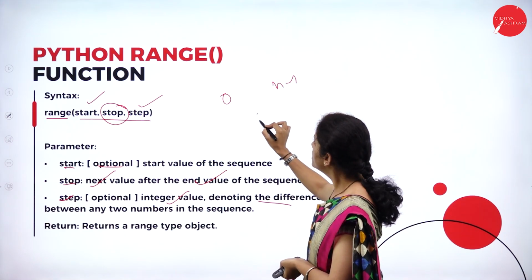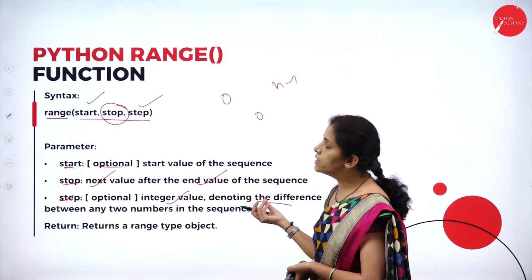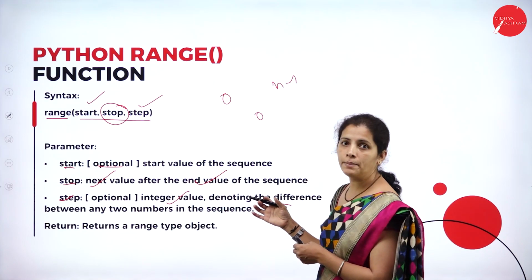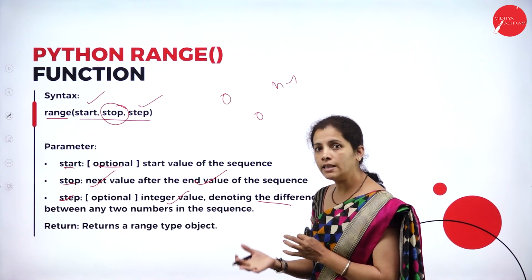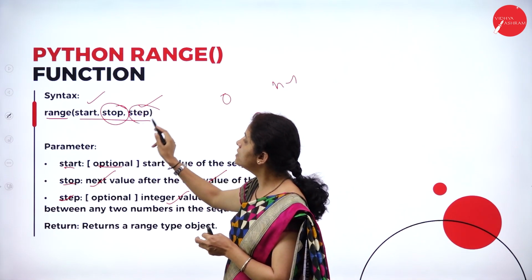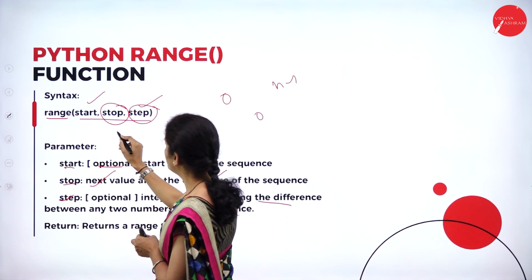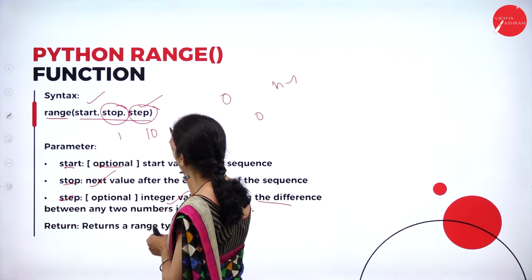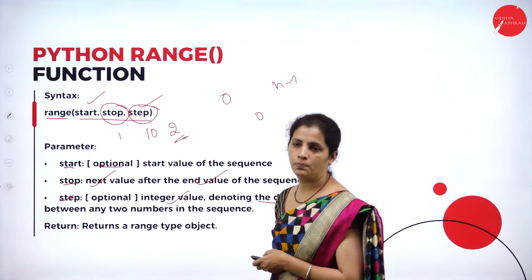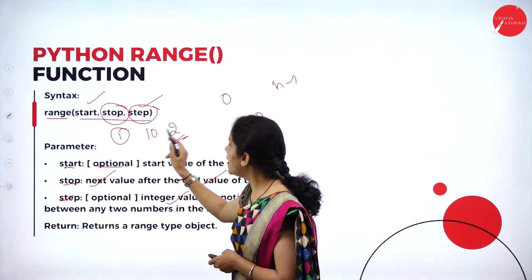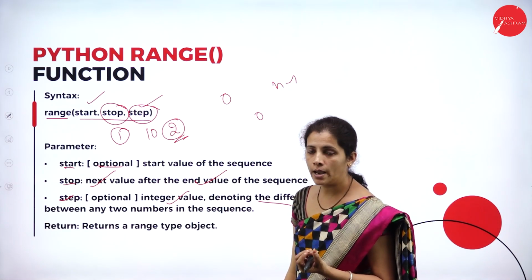See here, each time the range function is going to increment by 1. And if I want the range function to return some other value rather than 1, then I specify the value in the step field. So how will I write it? Start from 1, stop 10, and each time increment by 2. So here start and step both are optional. It is left to the programmer.